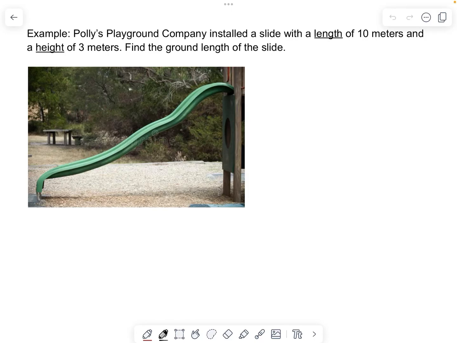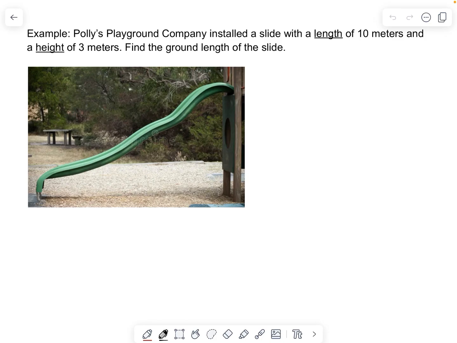Hi students, here's an example to get you started on the asynchronous work for today. The example: Polly's Playground Company installed a slide with a length of 10 meters and a height of 3 meters. Find the ground length of the slide.